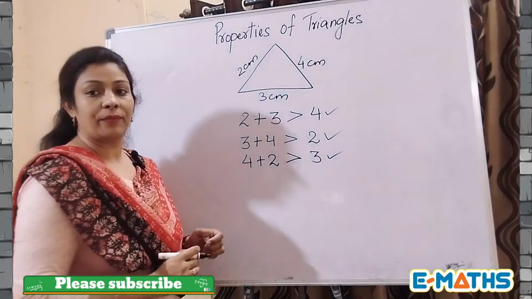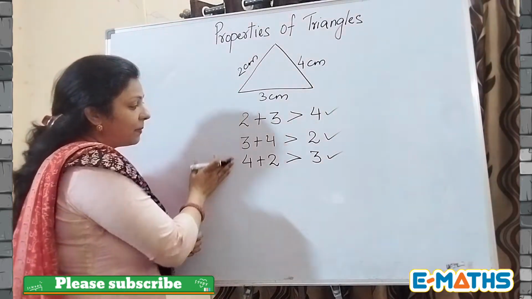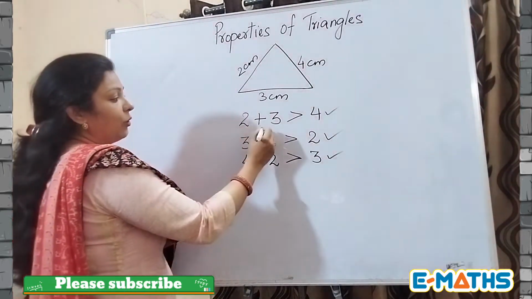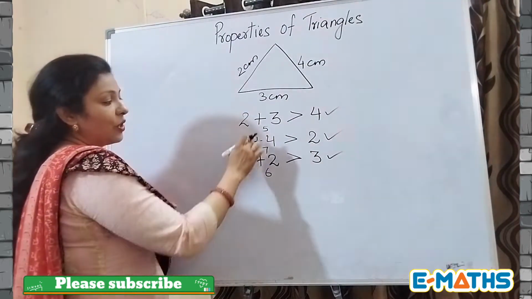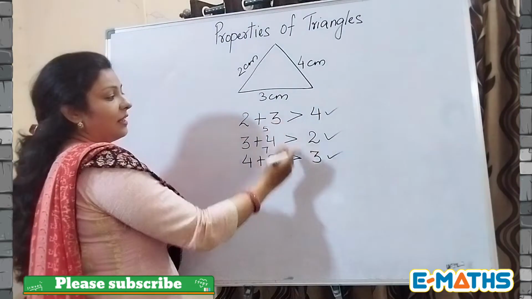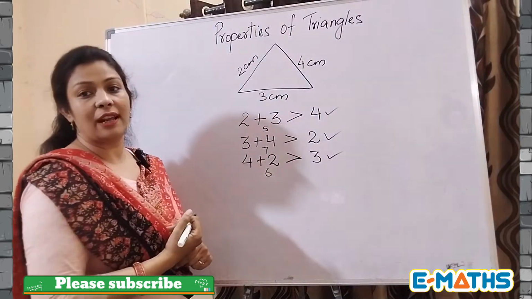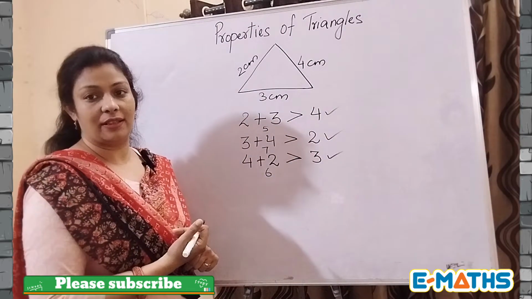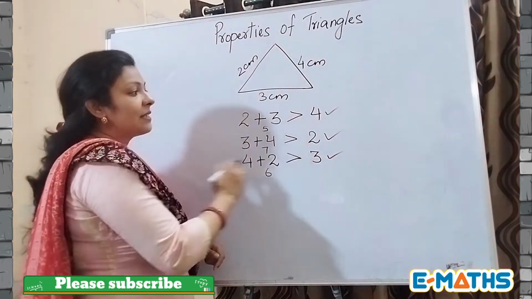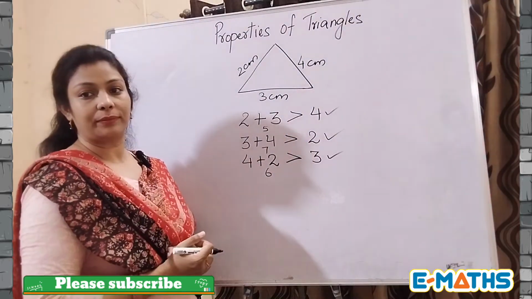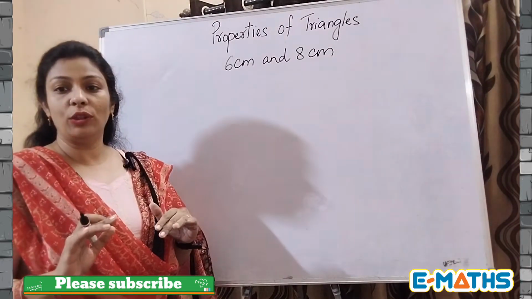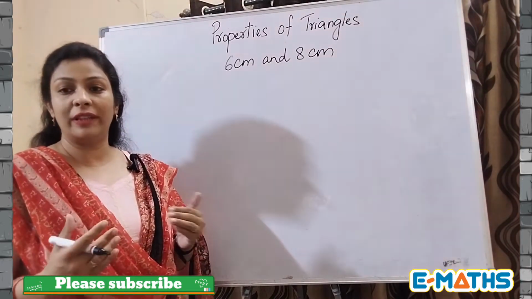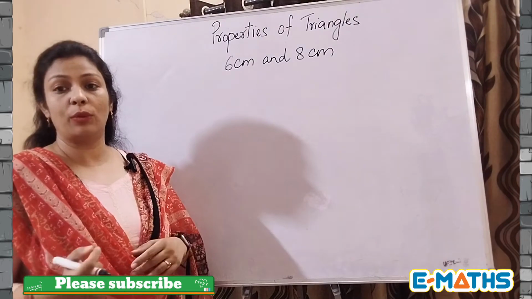So yes. If you add up the LHS part, here you are getting 5, here you're getting 7, here you're getting 6. So in all these cases, we can see that it is greater than the third side that you have taken on the RHS. So that means, yes, these lengths can form a triangle. That's what the first property is. As I have told you, the sum of two sides should always be greater than the third side. So that is one property.